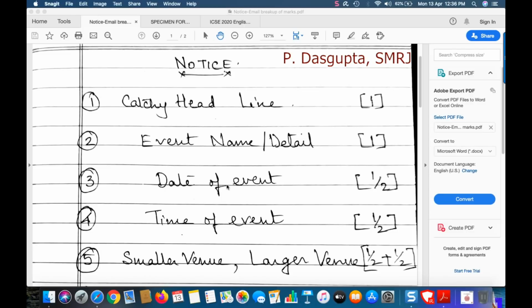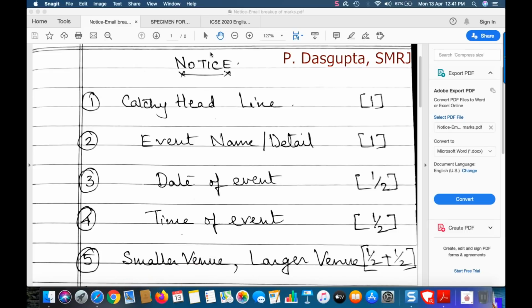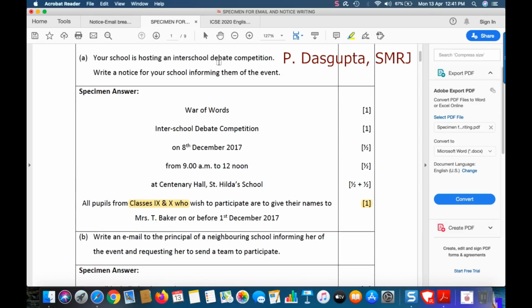Yeah, so catchy headline. What do you mean by a catchy headline? Catchy headline is something which you write as a heading which attracts the attention of people who are reading the notice board. Now let us understand how you should write a catchy headline. Let us again consider this example, the specimen. The topic was inter-school debate competition. So war of words, because it is an exchange of words, opinions. That is the reason we have here the topic is war of words.